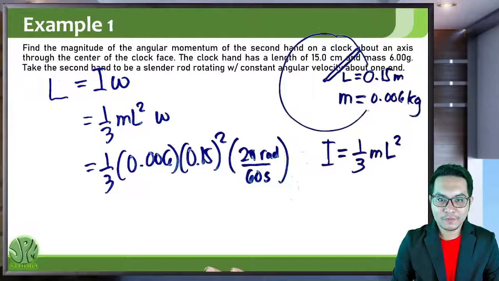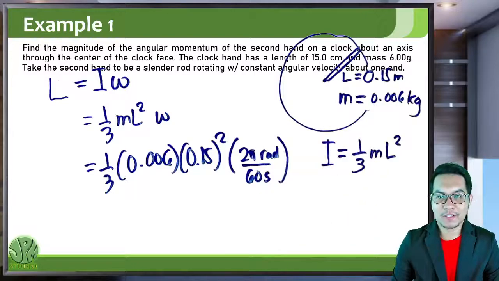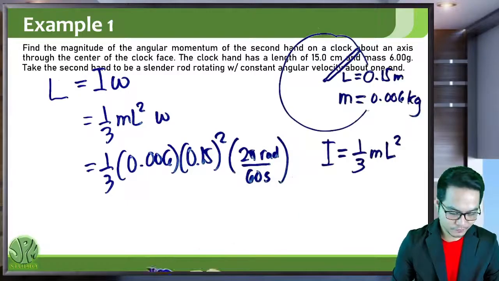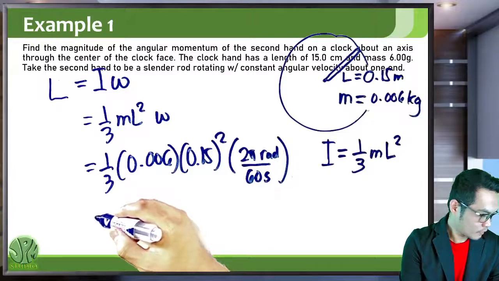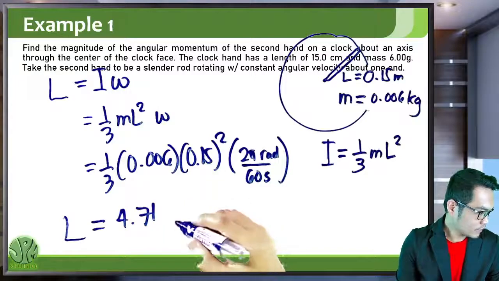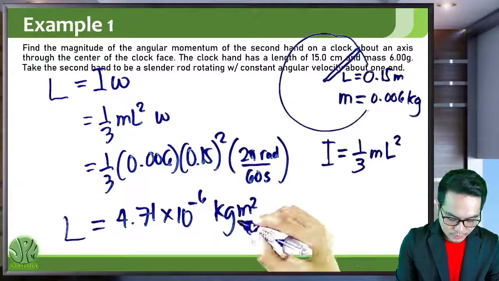How about the angular velocity of the hour hand, or the minute hand? For the hour hand, it's one revolution over 12 hours. For the minute hand, it's one revolution over 1 hour. Okay. Doing this will give you a value of 4.71 times 10 to the negative 6 kilogram meter squared per second.